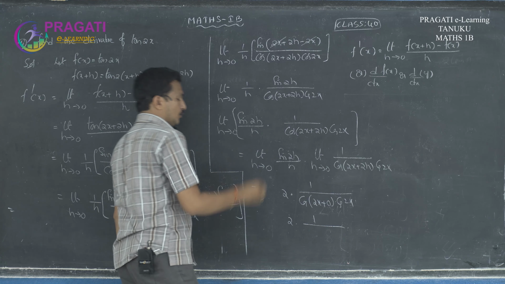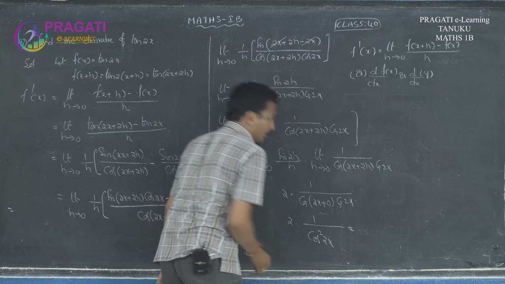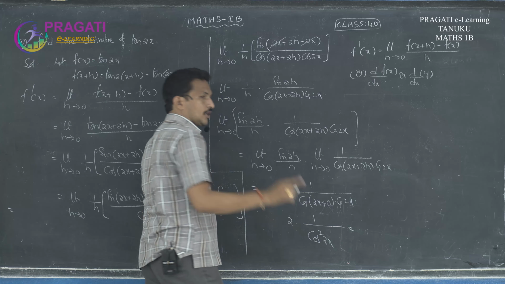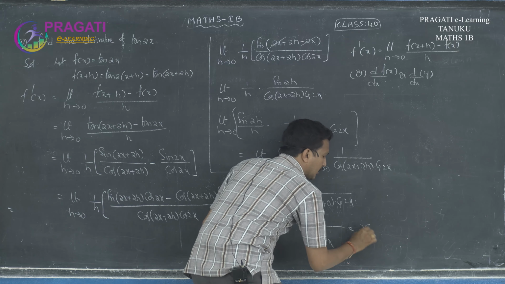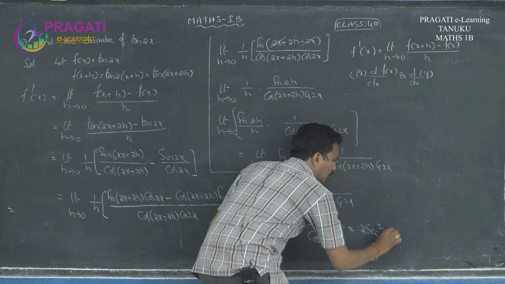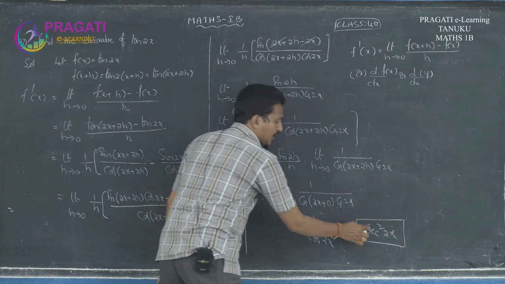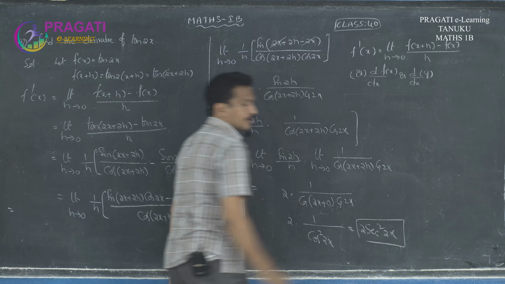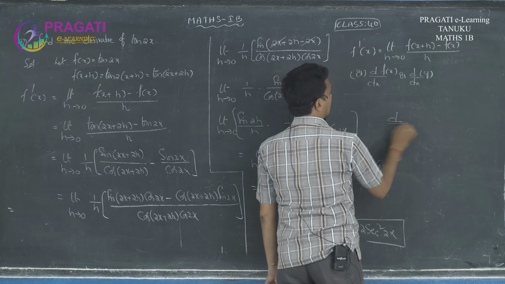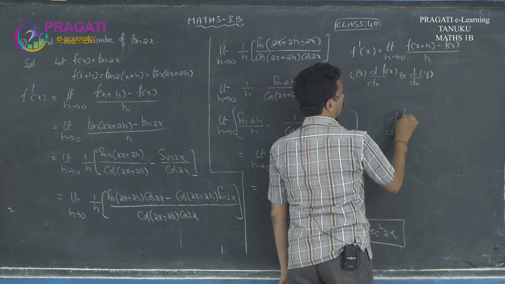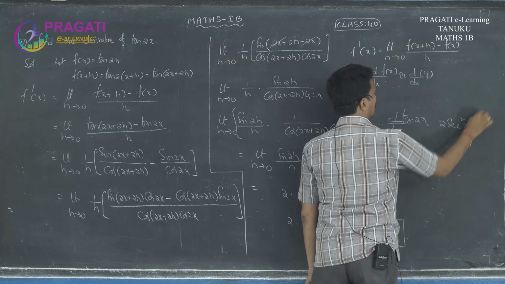cos 2x into cos 2x, cos square 2x. Here the formula is 1 by cos theta is equal to secant theta, so it is represented as 2 secant square 2x. Here 2, 1 by cos means secant square 2x. Finally to write here, dy by dx of tan 2x is equal to 2 secant square 2x.